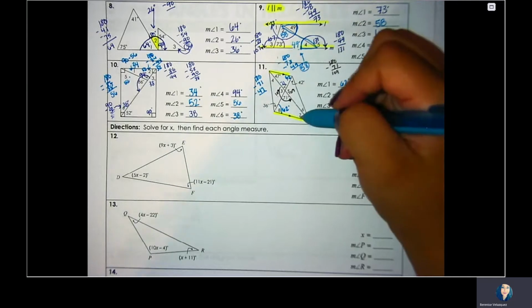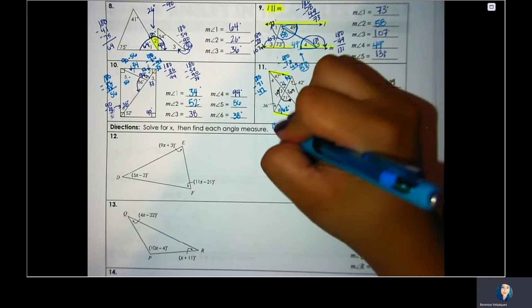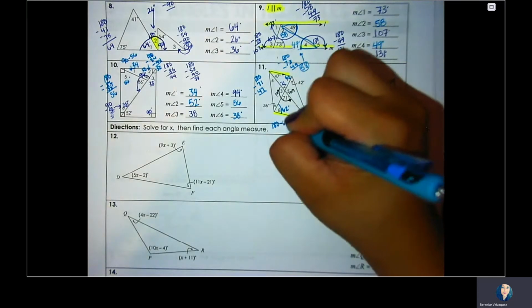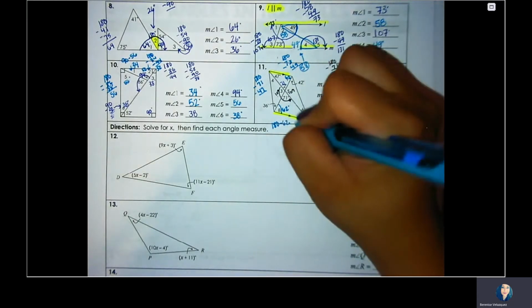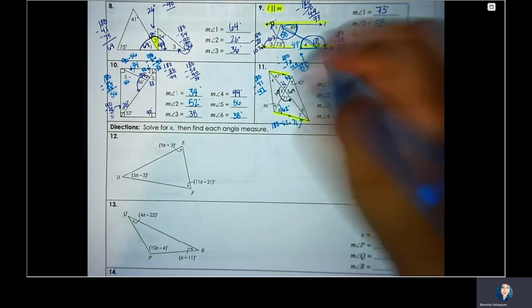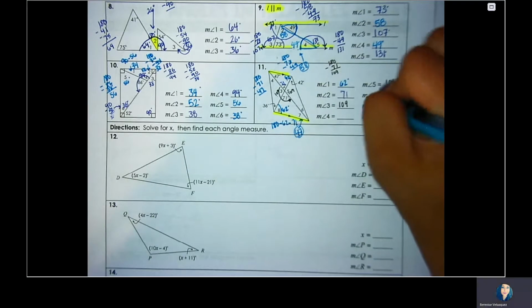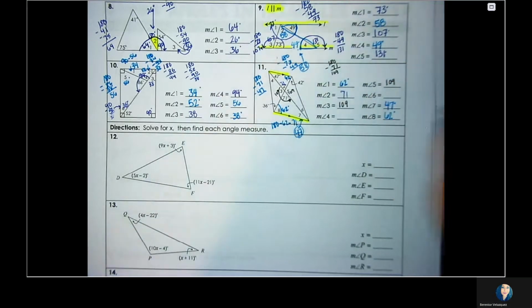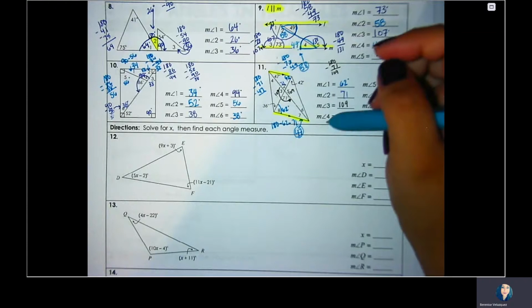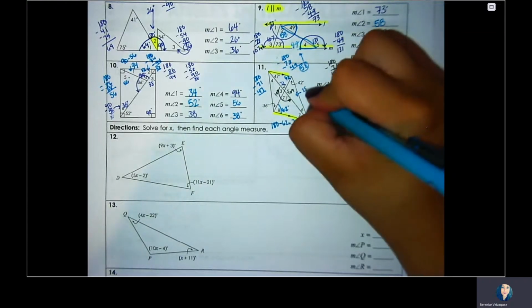Okay, I can find angle 7 because if that's 71 and that's 62, angle 7 will be found by doing 180 minus 62 minus 71. It's going to give you that answer, which is angle 7 is 47. Okay. So let's see. Same style to find angle 6. You're going to do 180 minus 109 minus 42.